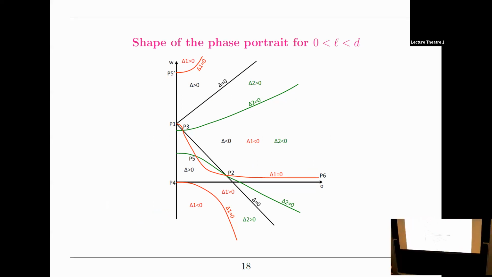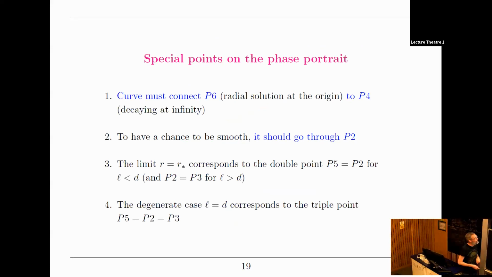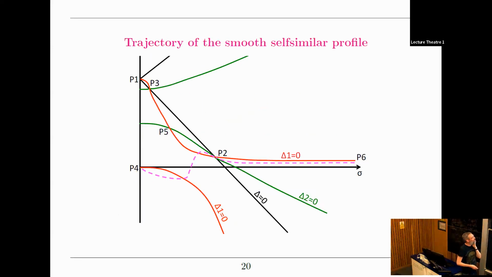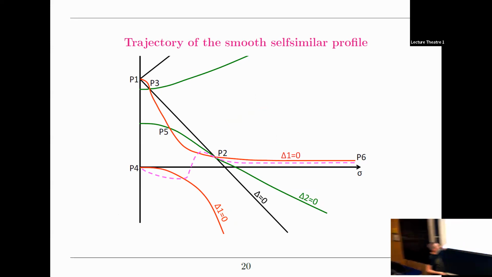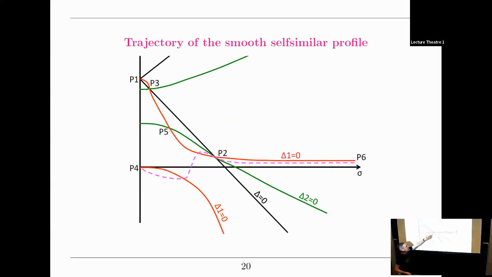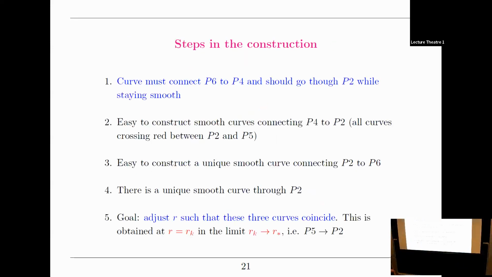Okay, so finally, let me finish with a last slide explaining a little bit how the proof goes. So again, I want to achieve this curve that goes from P6 to P4. And the main thing is to go through P2 in a smooth way. And this is where you will have to fine-tune the parameter R.